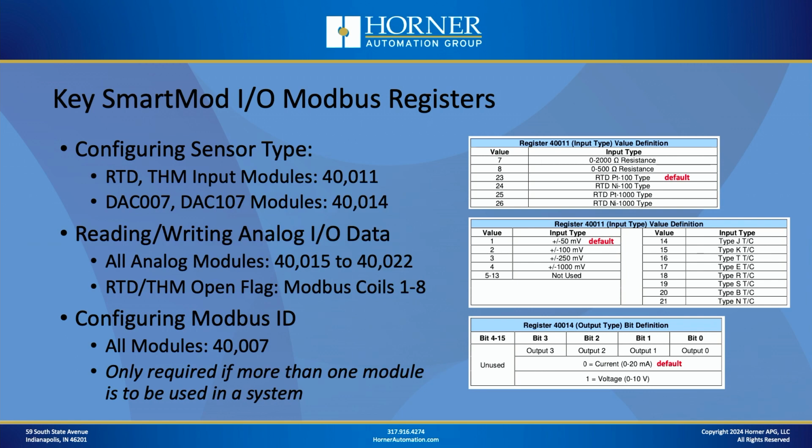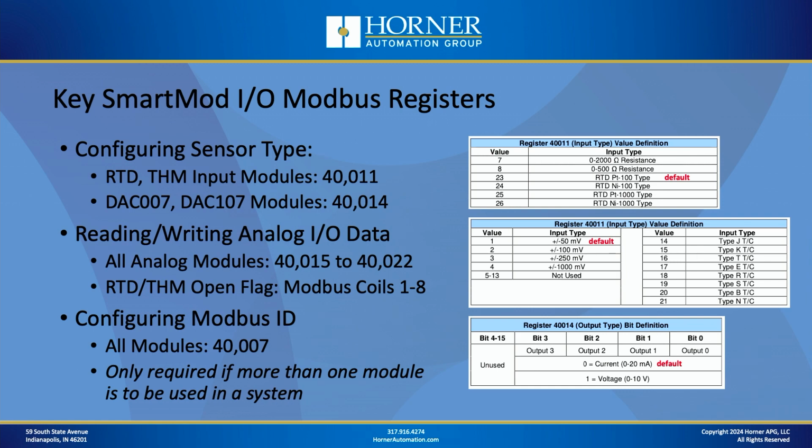Now, for reading or writing the analog data itself, that's all available starting at holding register 40015. So if you've got 2 channels, it's going to be 15 and 16. If you've got 8 channels, it's going to go all the way from 40015 up to 40022. And then if you're using RTD or thermocouples and you want to take advantage of the fact that the modules can detect an open circuit, then you're going to want to read Modbus coils 1 through 8 for that.